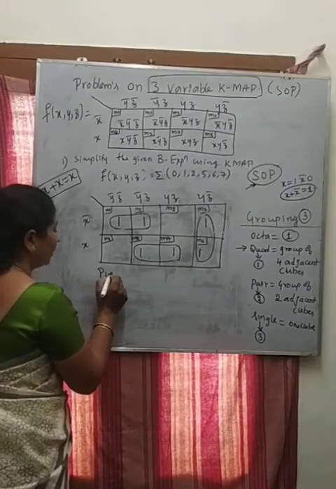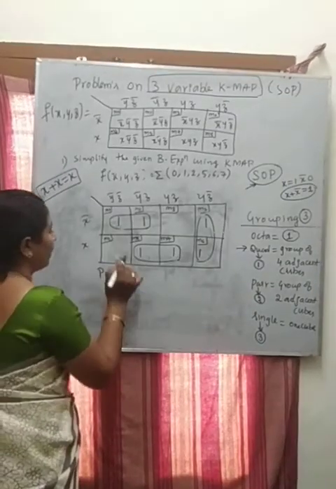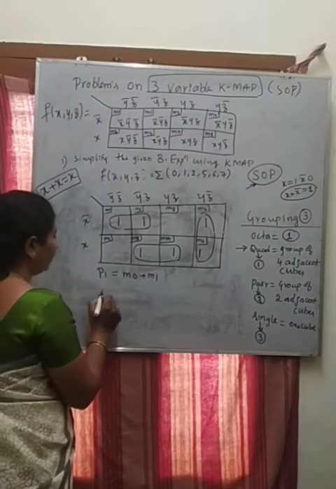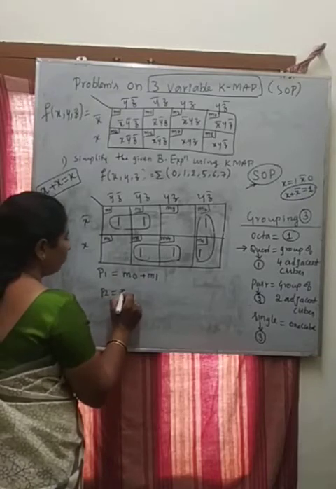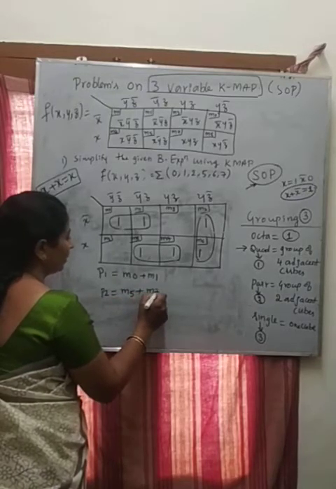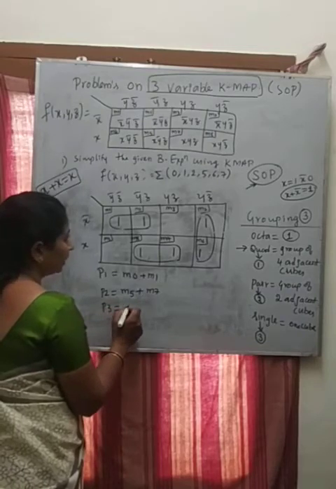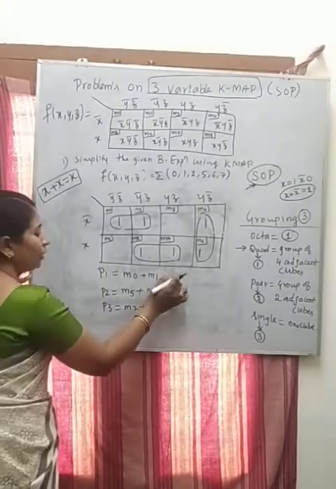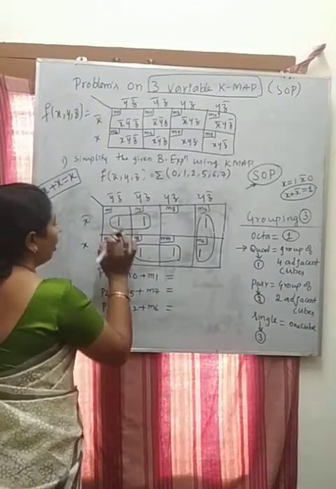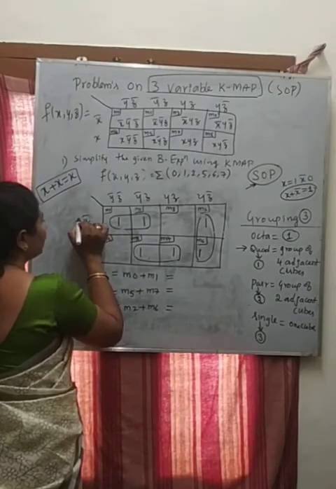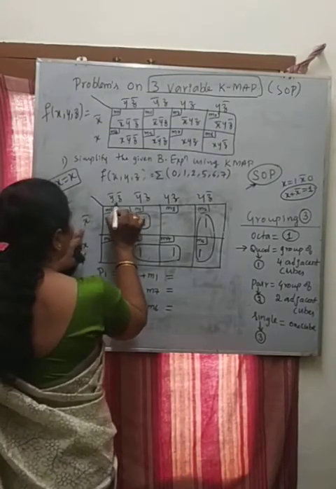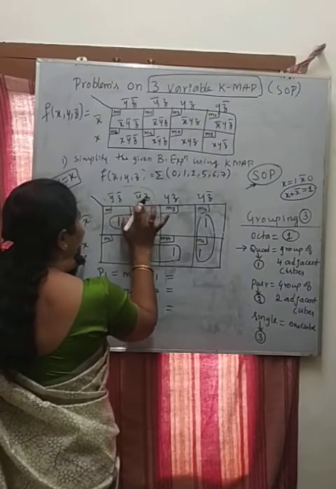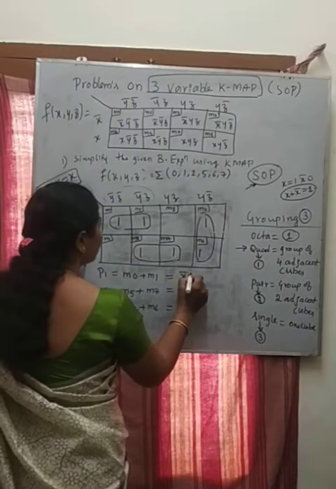What is pair 1? P1 means pair 1. Pair 1 is M0 plus M1. Pair 2 is M5 plus M7. What is pair 3? M2 plus M6. See, order is not compulsory, but the reduced format is compulsory. Among these two, X is common. Among these two, what is common? Y bar is common, opposite gets cancelled, hence it is X bar, Y bar.